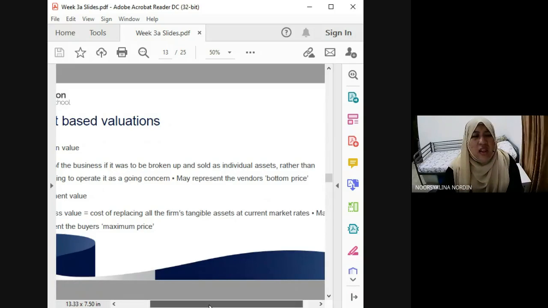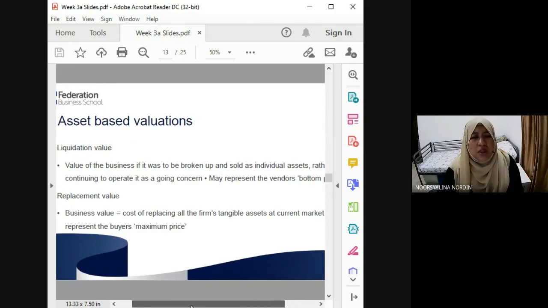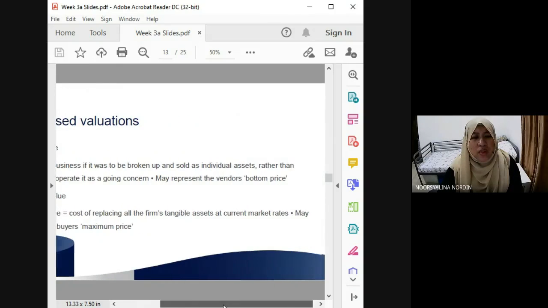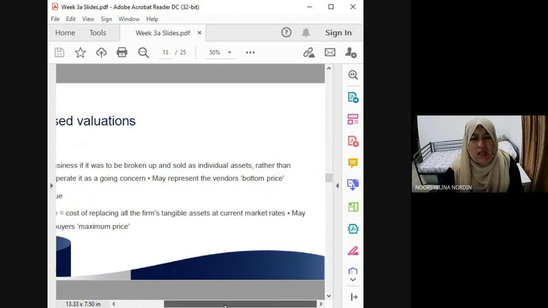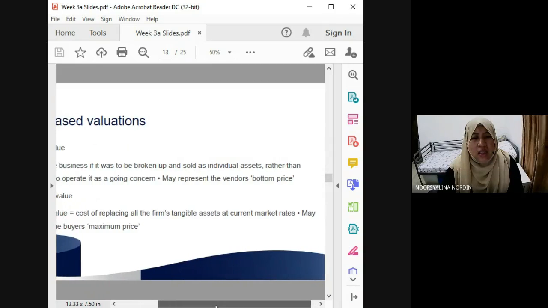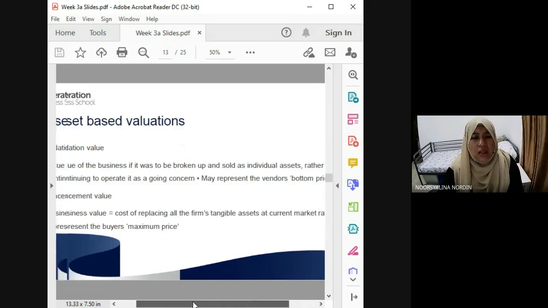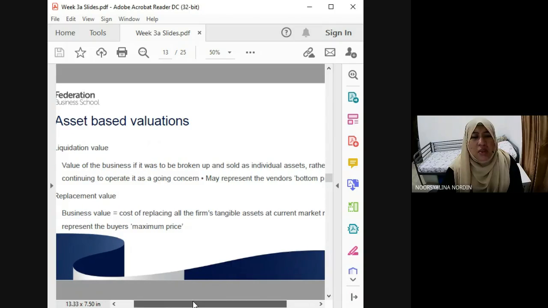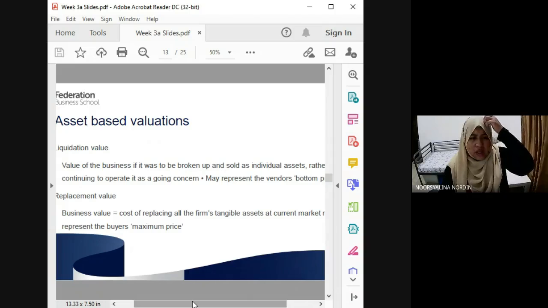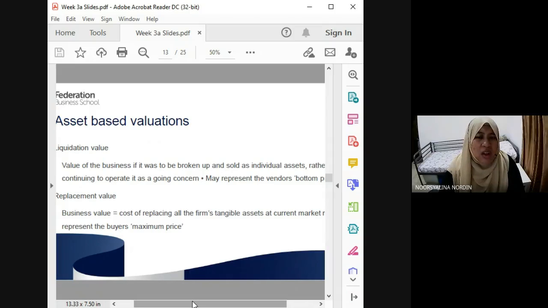Okay, and then for the replacement value, business value equals the cost of replacing all the firm's tangible assets at current market rates, which may represent the buyer's maximum price. So here we are looking at the highest price you can offer to your customer. We have to replace all the tangible assets at the current market.